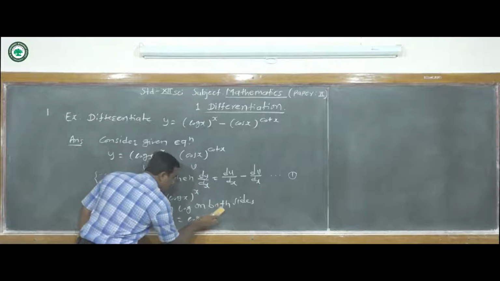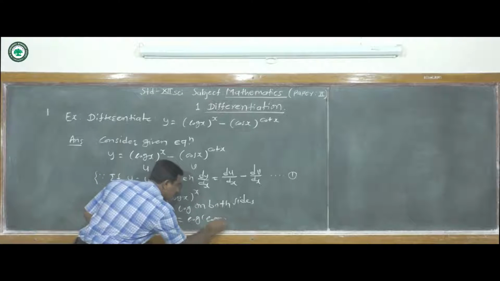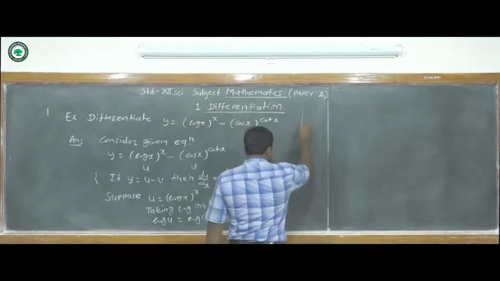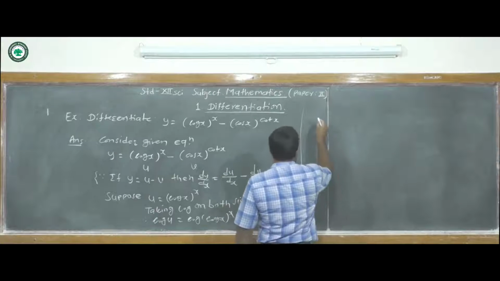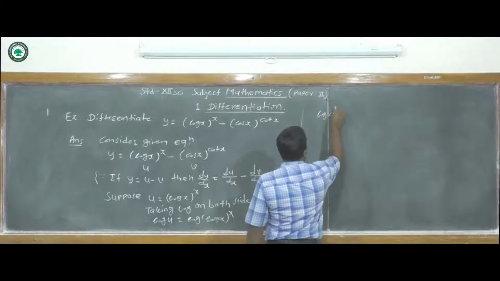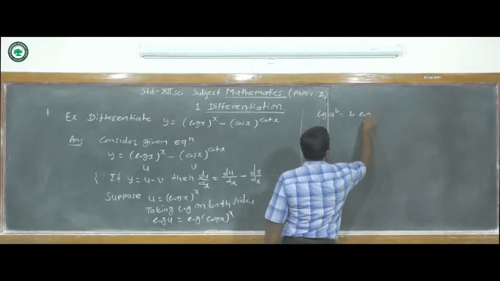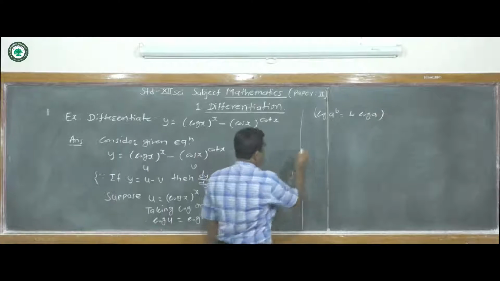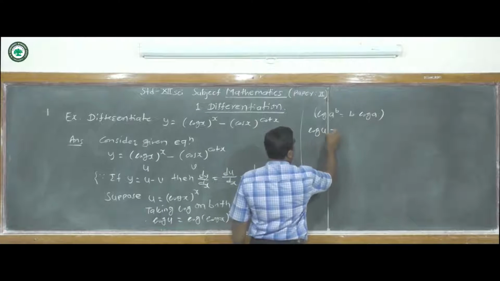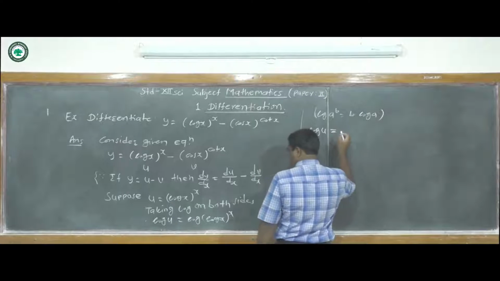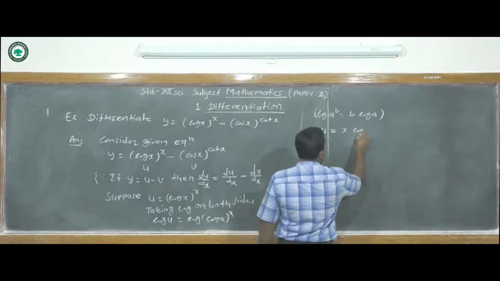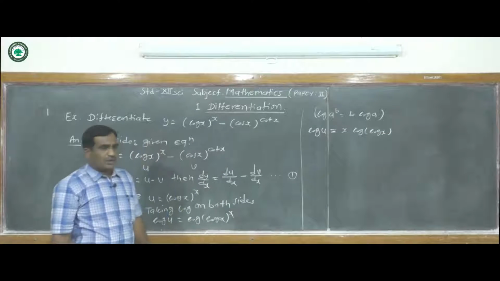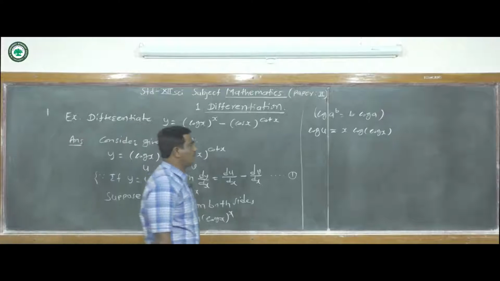That is log of (log x) raised to x. Now here we use the formula, third rule of logarithm, that is log of a raised to b is equal to b into log a. Using this formula we can write log u equal to x into log of log x. Now we differentiate this with respect to x.